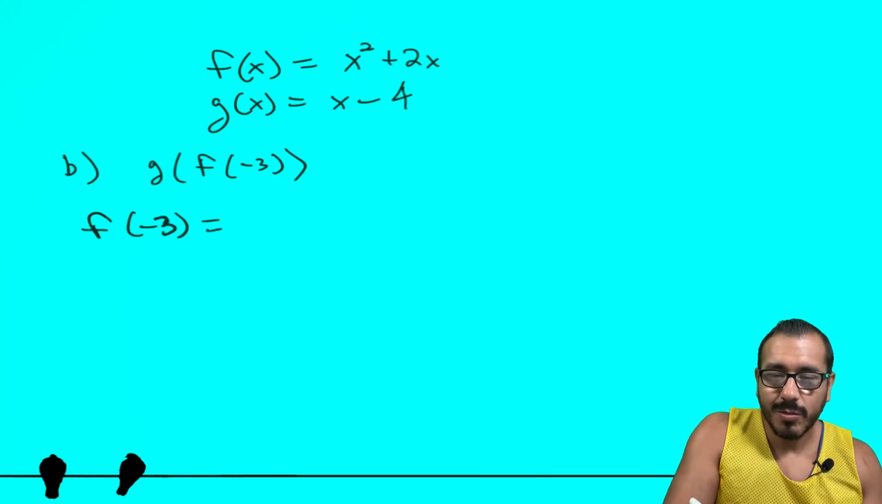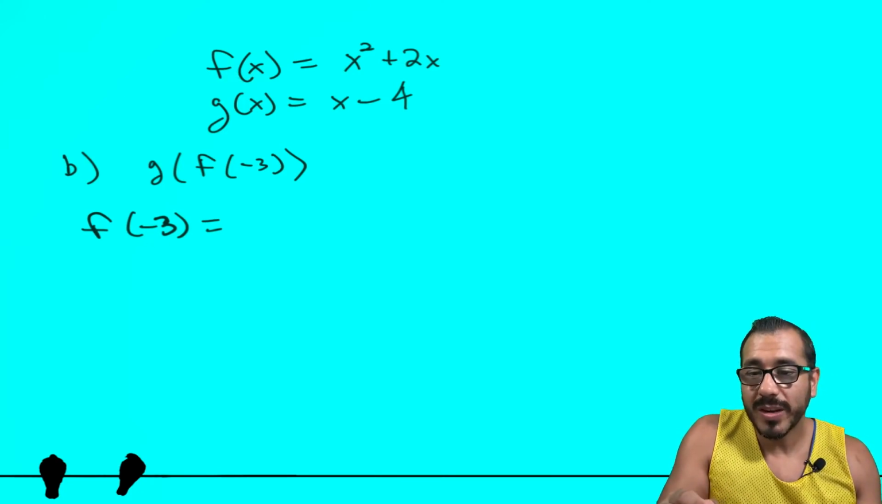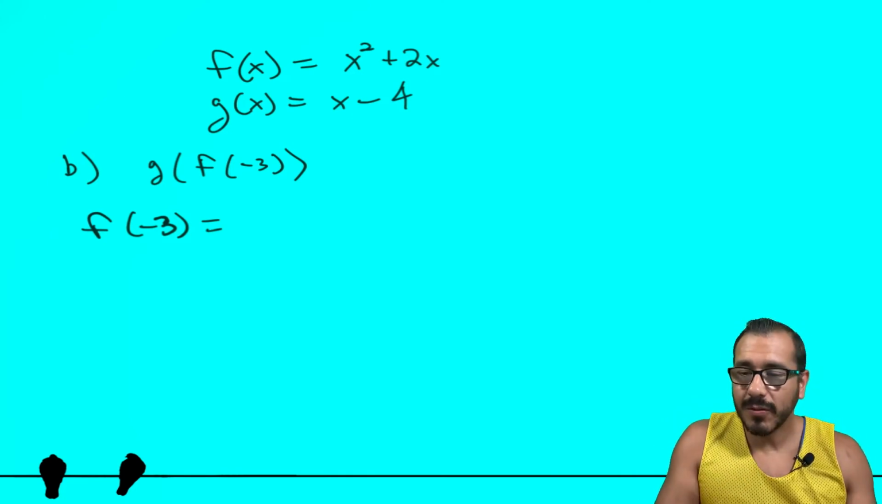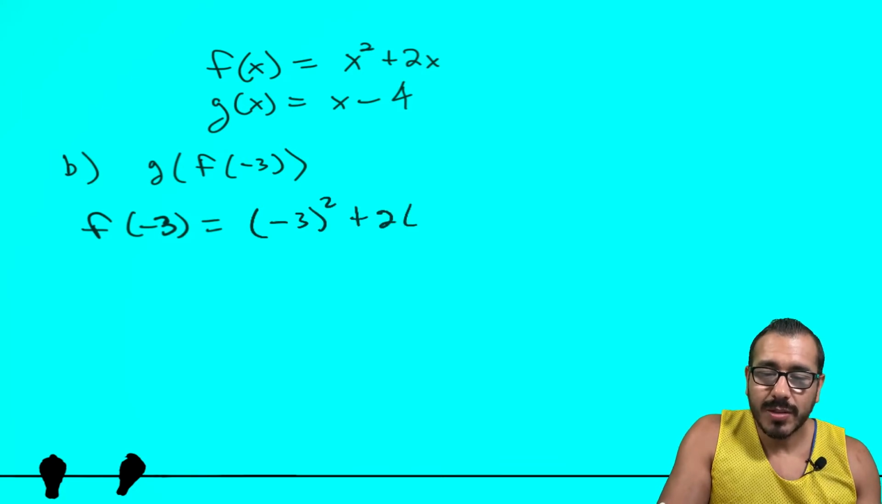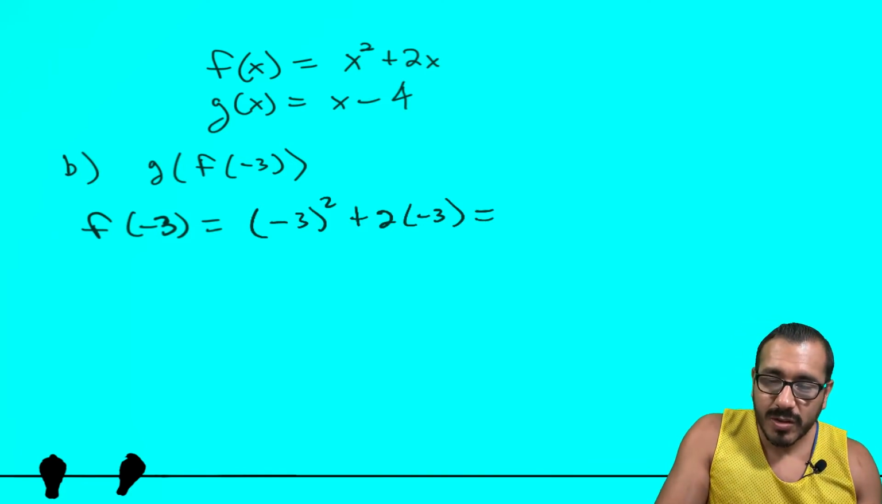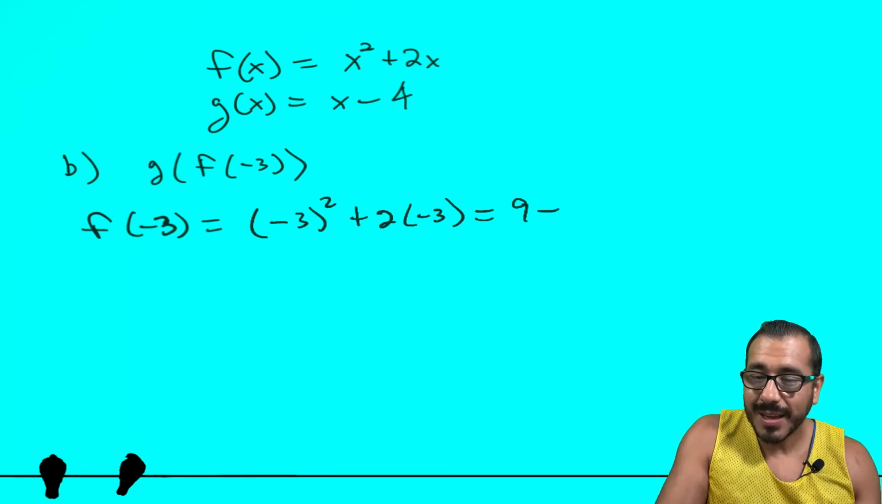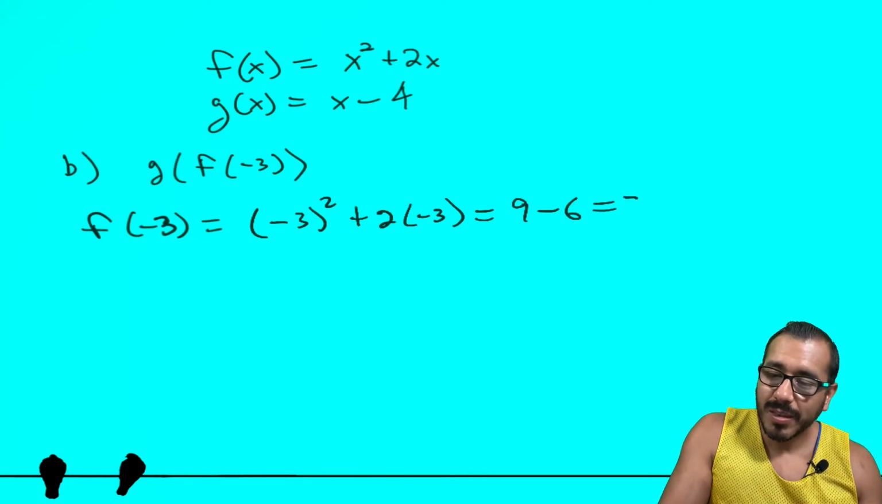So we take this -3, and we take that function f wherever we see x. We know we're going to plug in the -3. All right, so we get -3 squared plus 2 times -3. Now we just use our order of operations. So -3 squared is 9. 2 times -3 is -6, right? So we end up with 3.